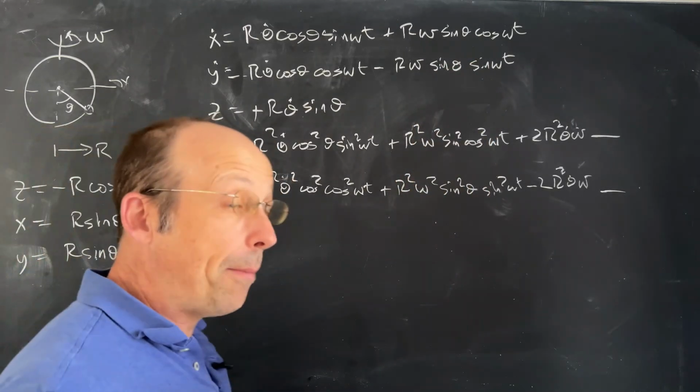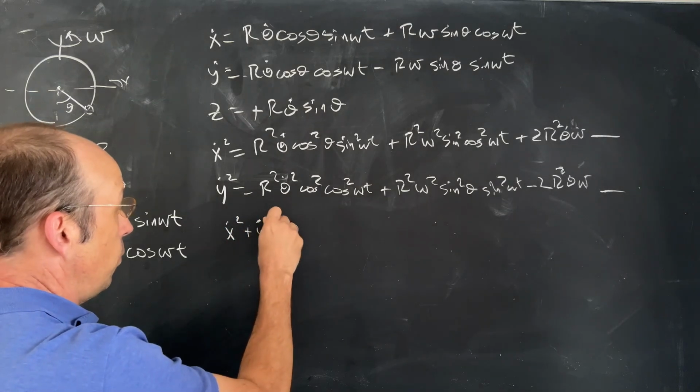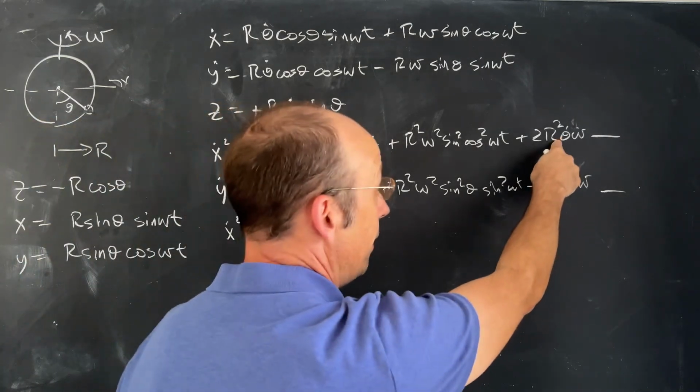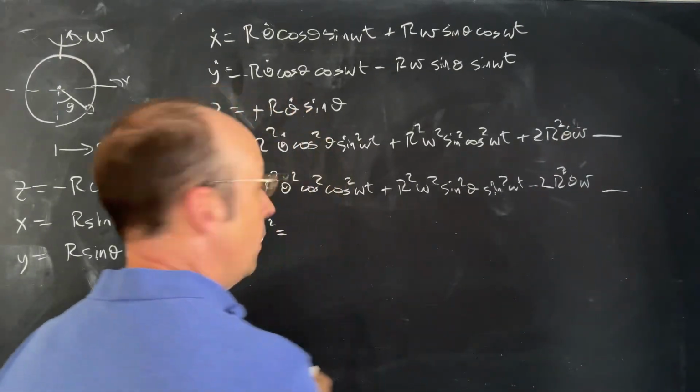So now look what happens when I add these two together. X dot squared plus y dot squared. Okay, that term and that term cancel. Boom! That's nice.